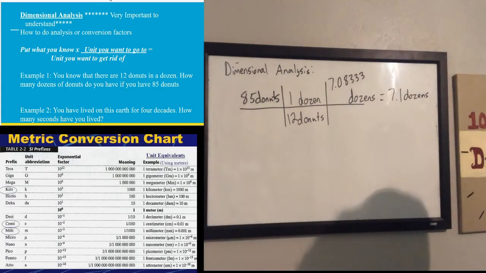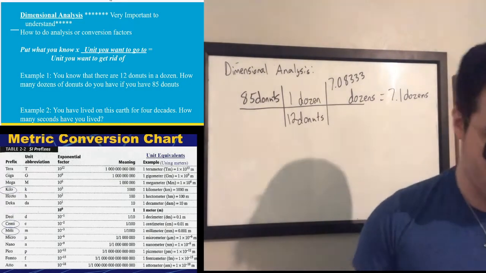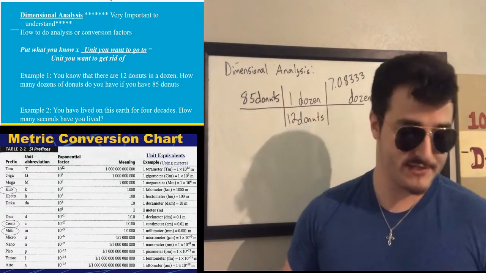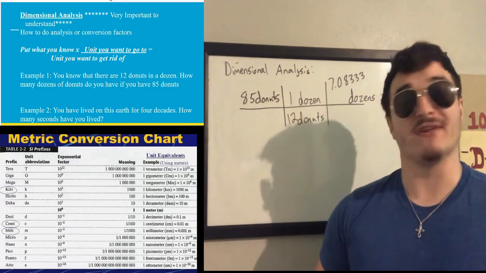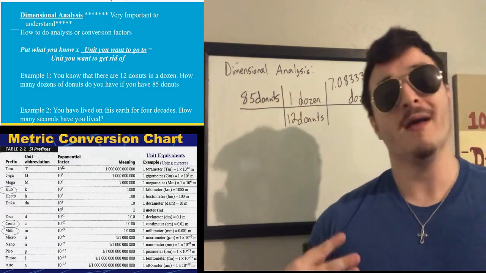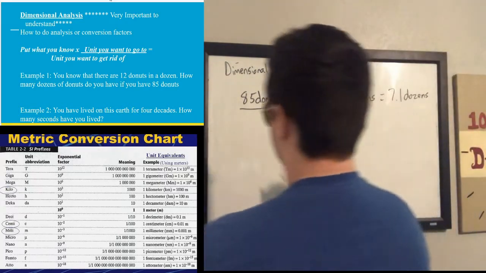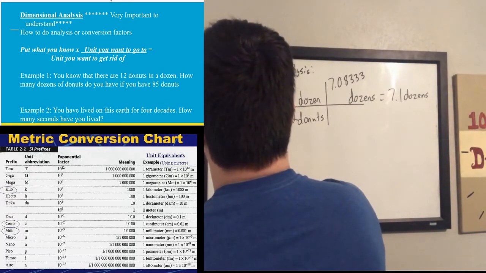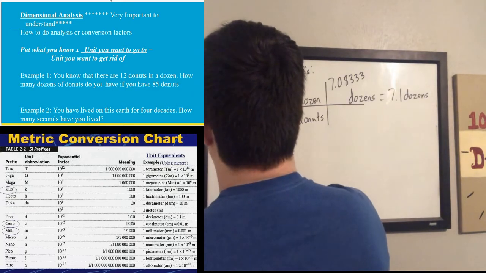Okay, simple enough. Our next example is going to require multiple conversions, though. Example 2 reads, you have lived on this earth for 4 decades. How many seconds have you lived? Wow. That's a lot of seconds. And I'm sure Google could do this work for you, but you can also do it. So we've lived on this earth for 4 decades, and let's just say that that's 1 sig fig.